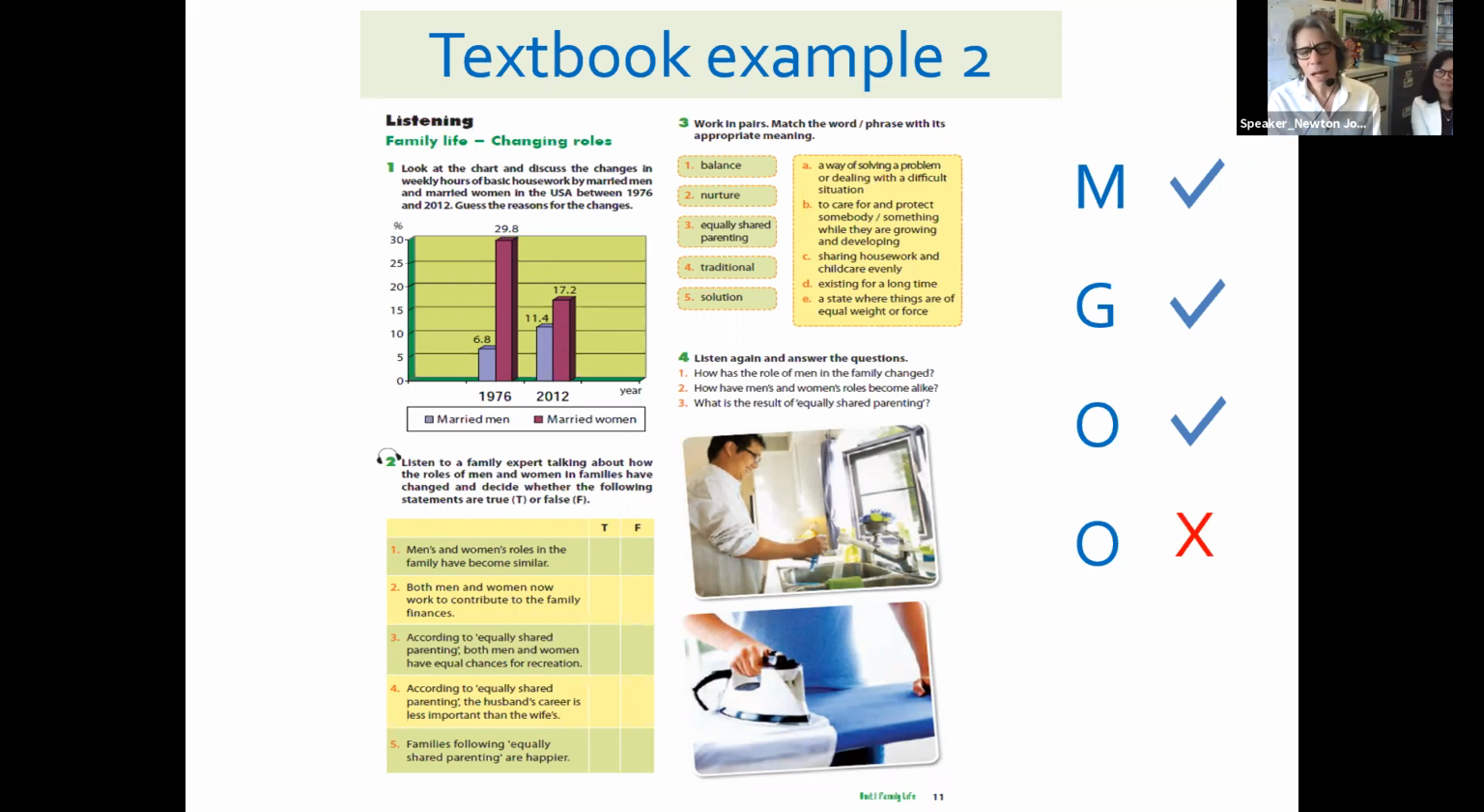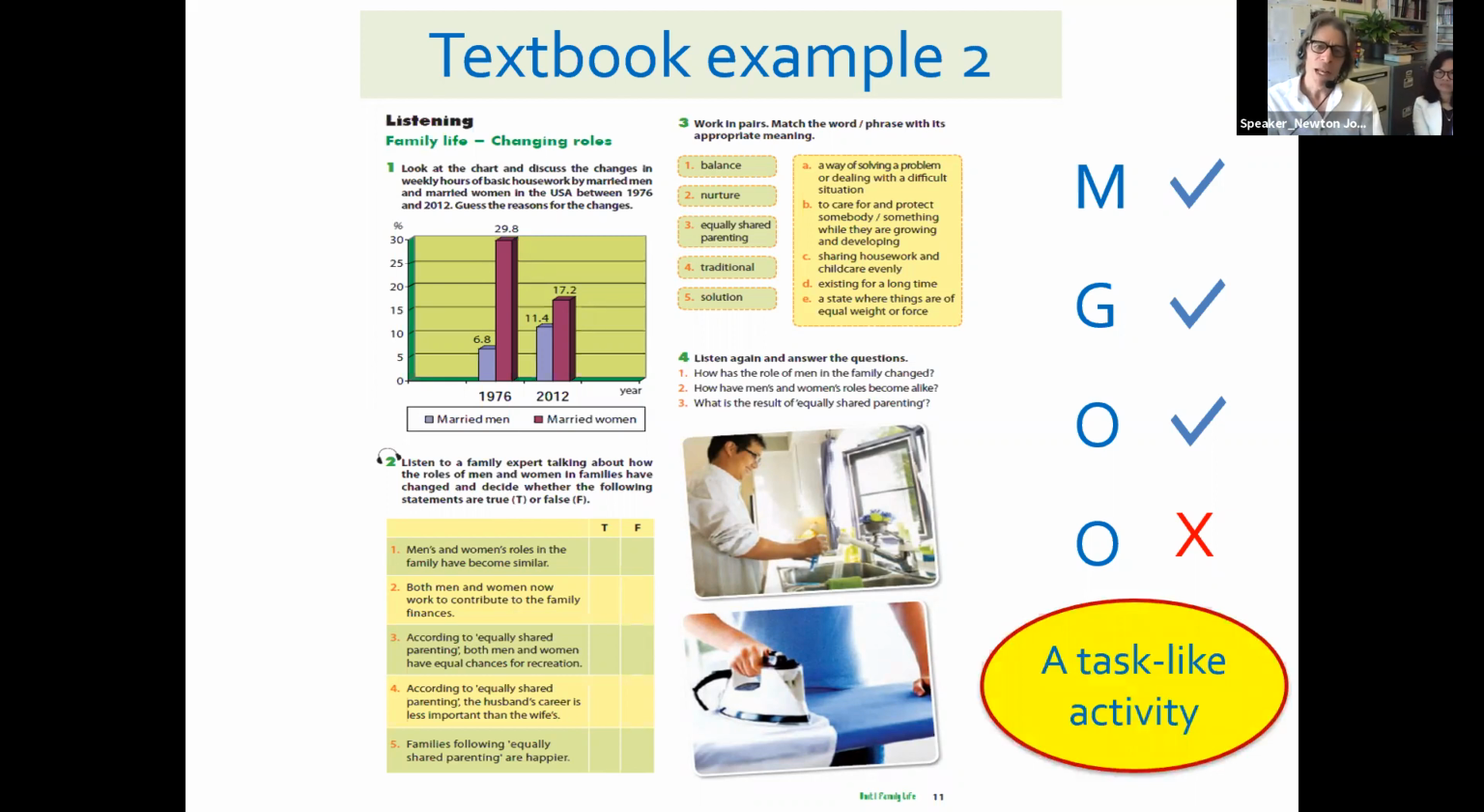But there's no real outcome. What's the outcome? How many did I get true? How many did I get false? That's not really interesting. There's no sort of, why am I doing this? So I think that's an area where there's a bit of a gap. And that's what we call a task-like activity. It contains some of the features of tasks, but not all of them. So it's not actually a task.